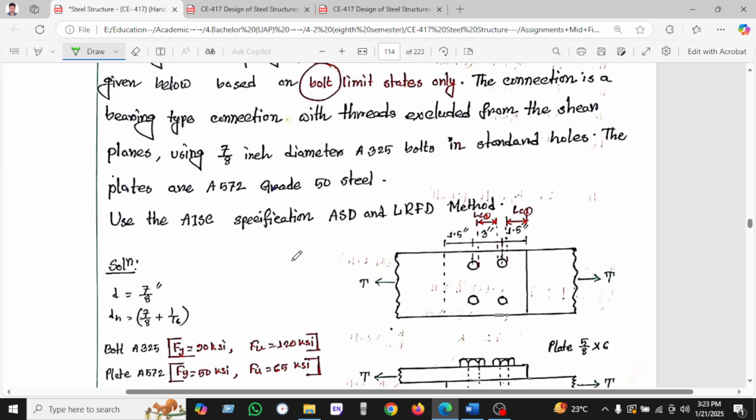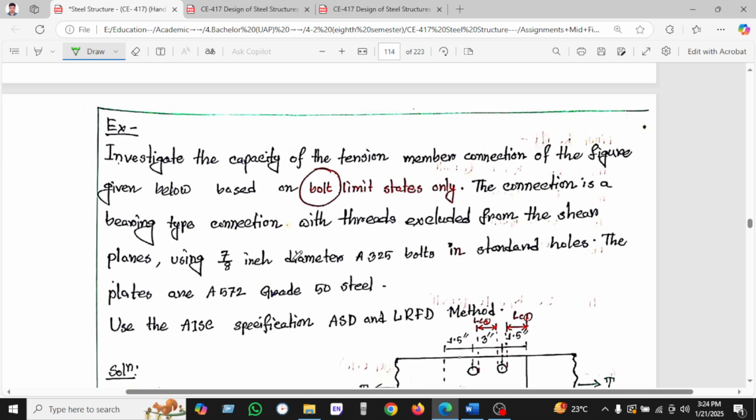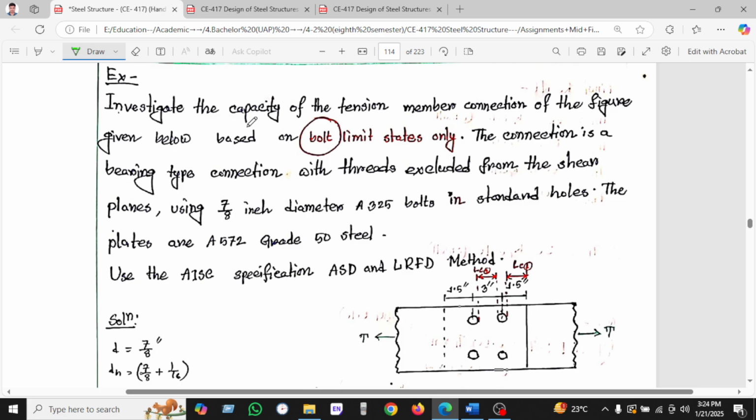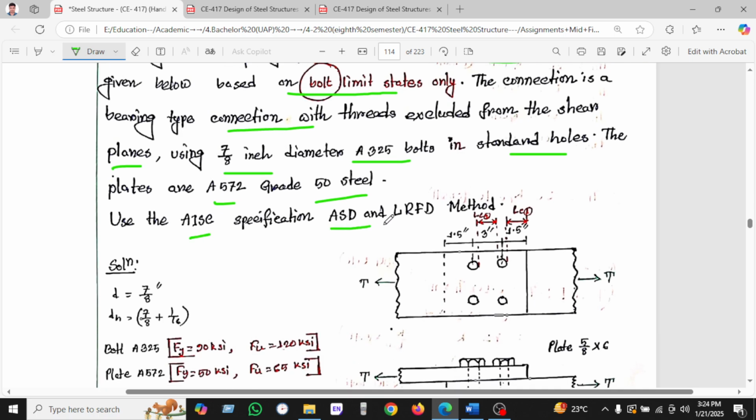Now we are doing an example. Let's start. Investigate the capacity of the tension member connected as in the figure given below. Use the bolt limit state only. The connection is a bearing type connection with the threads excluded from the shear plane, using 7/8 inch diameter A325 bolts, with standard holes. The plates are A572 grade 50 steel. Use the AISC specification, ASD and LRFD methods.